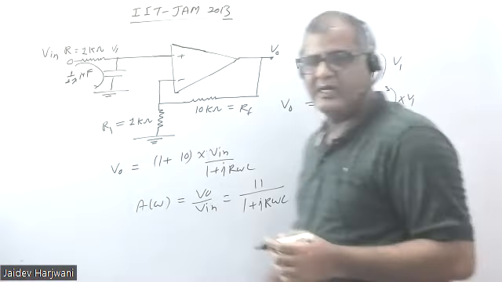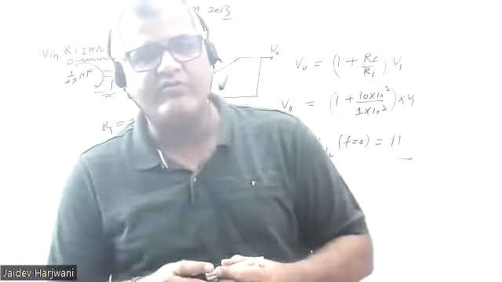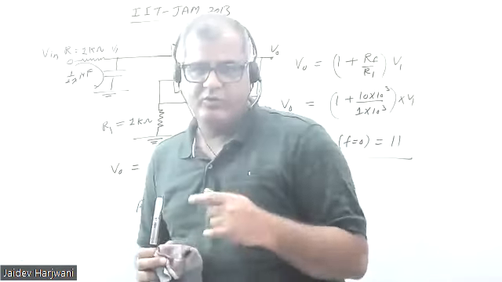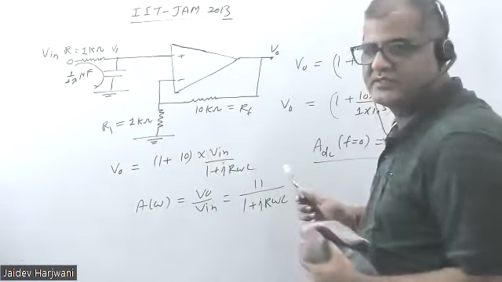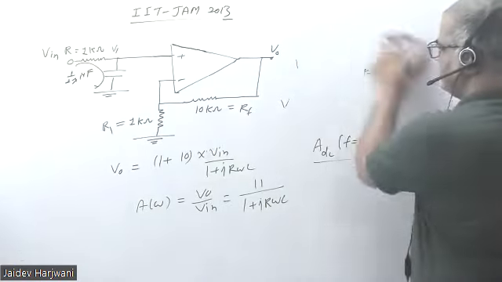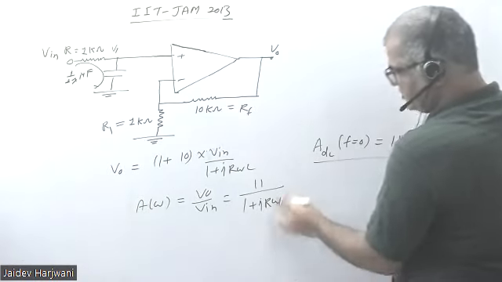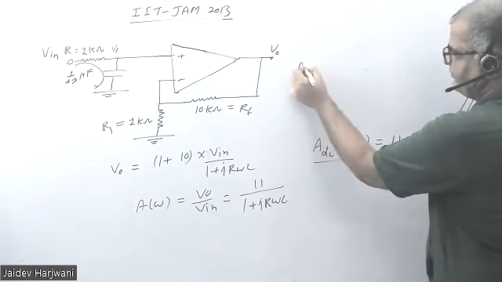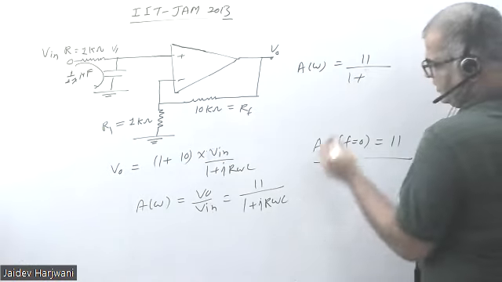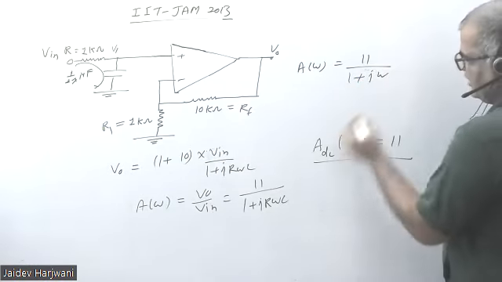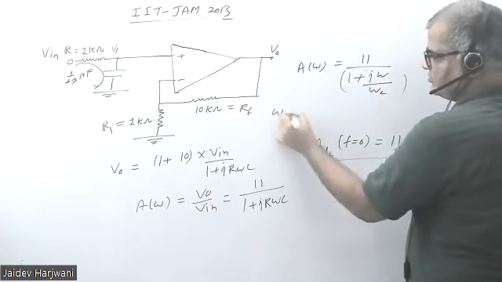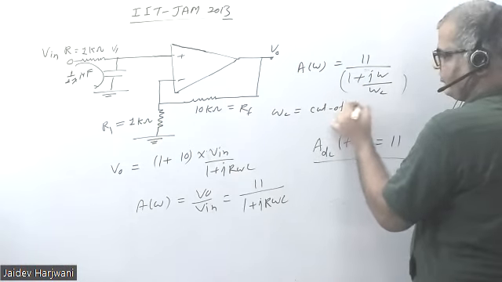Also they're asking in the question, what is the cutoff frequency? The cutoff frequency is the frequency at which the gain is 1 by root 2 of the gain at 0 frequency. So let us calculate the cutoff frequency. I have the expression A of omega equal to 11 upon 1 plus J omega, and 1 by RC I put as omega C. So omega C is my cutoff frequency.